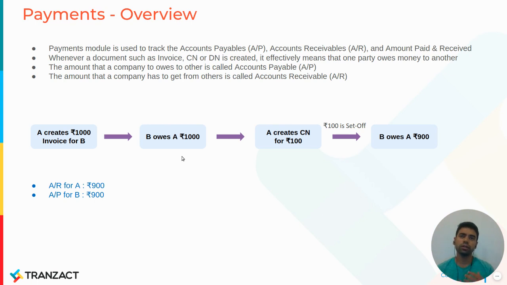But suppose company A realizes that there has been a certain mistake in the invoice and they have by mistake charged 100 rupees extra. So now A creates a credit note of 100 rupees. Now this 100 rupees is set off against the invoice, and now B no longer owes 1,000 rupees, but it owes 900 rupees. So accounts receivable for A is 900 rupees and accounts payable for B is 900 rupees.